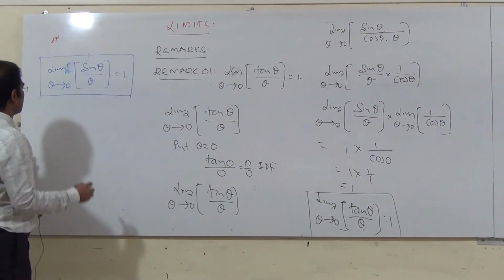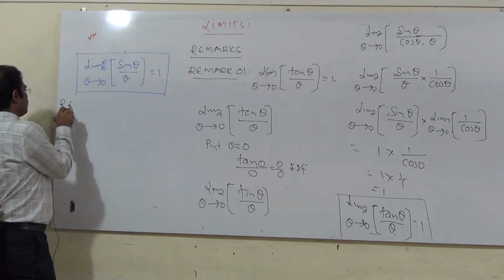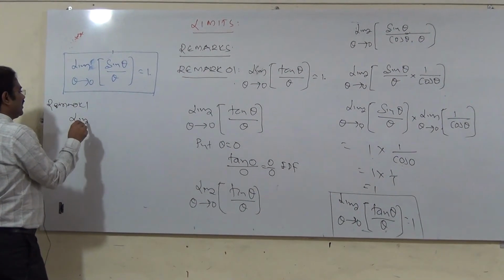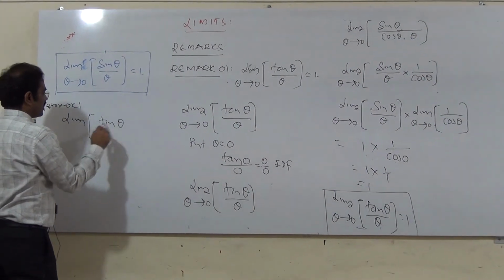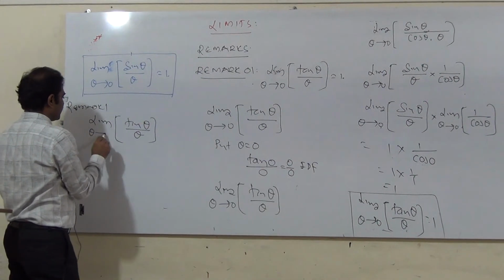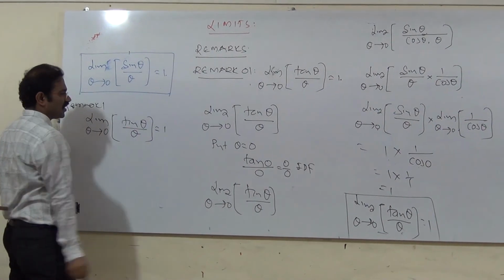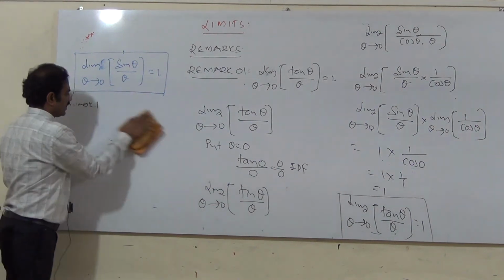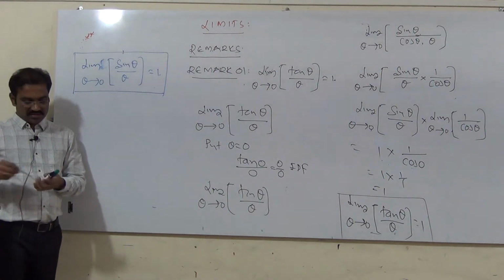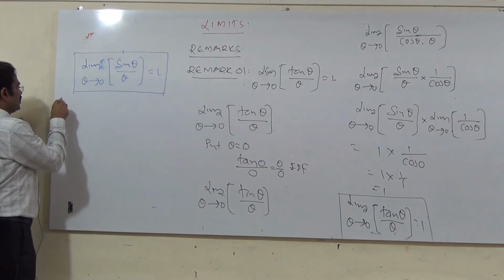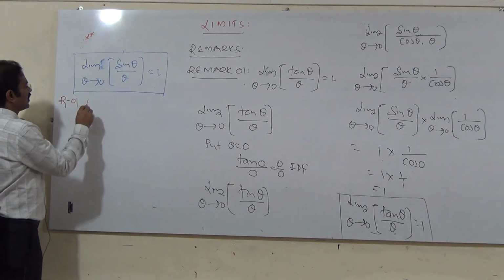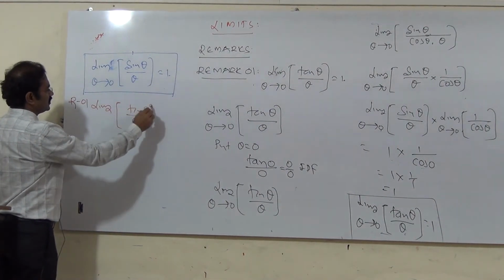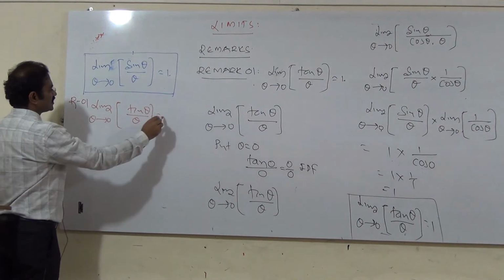Okay, I write it here. Remark number 1: limit of tan theta by theta as theta tends to 0, its value is also equal to how much? 1. I write it in a red color.